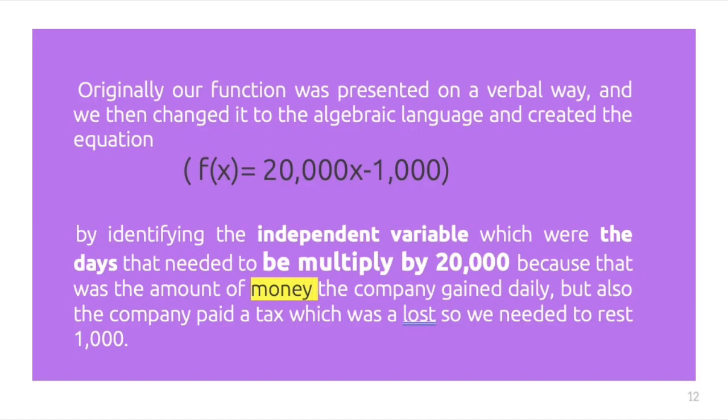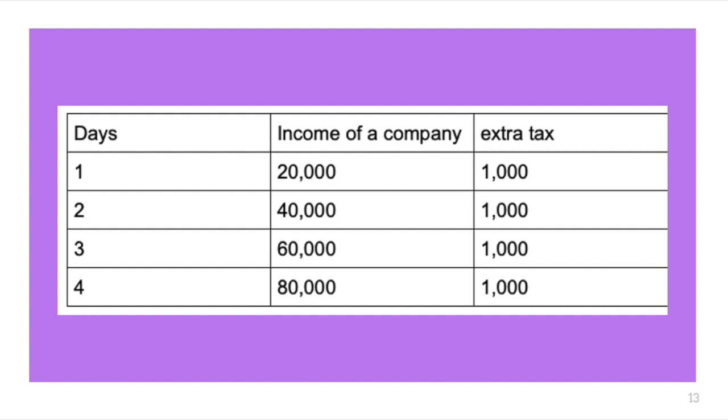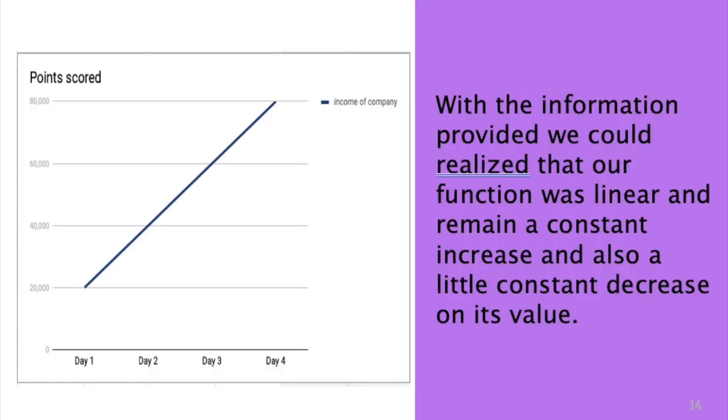Originally, our function was presented in a verbal way, and then we changed it to algebraic language and created the equation f(x) equals 20,000x minus 1,000, by identifying the independent variable, which was the days, that needed to be multiplied by 20,000 because that was the amount of money the company gained daily. But the company also paid a tax, which was a loss, so we needed to subtract 1,000. With the information provided, we could realize that our function was linear and had a constant increase and also a little constant decrease in its value.